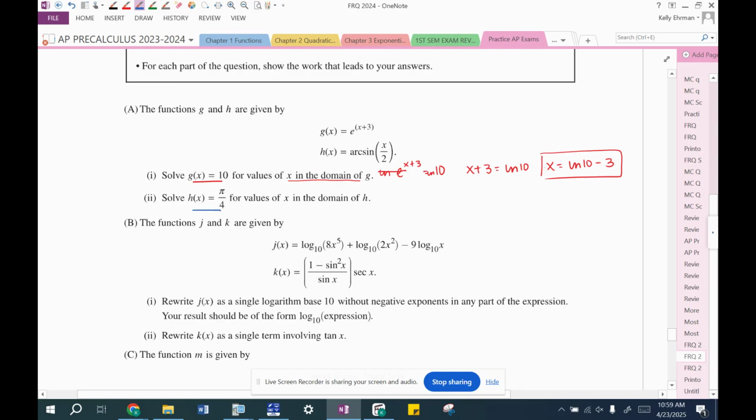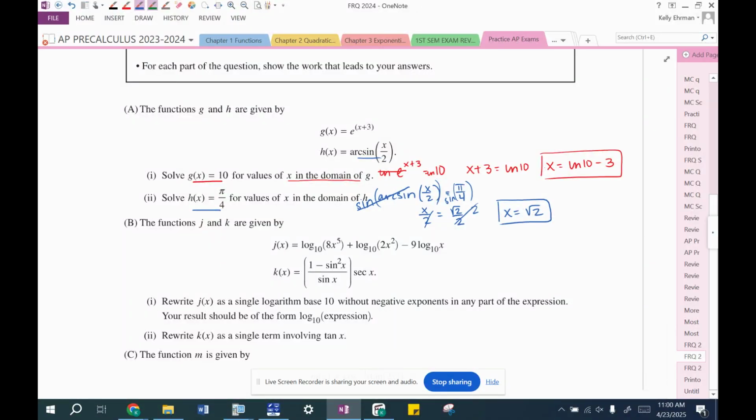Solve h of x equals pi over 4. So arc sine, that's also known as inverse sine, of x over 2 is equal to pi over 4. How do I get rid of an arc sine? I sine both sides. Take the sine of both sides. That leaves me with x over 2 equals, what's the sine of pi over 4? That's radical 2 over 2. Multiply by 2 to solve for x. X equals radical 2.